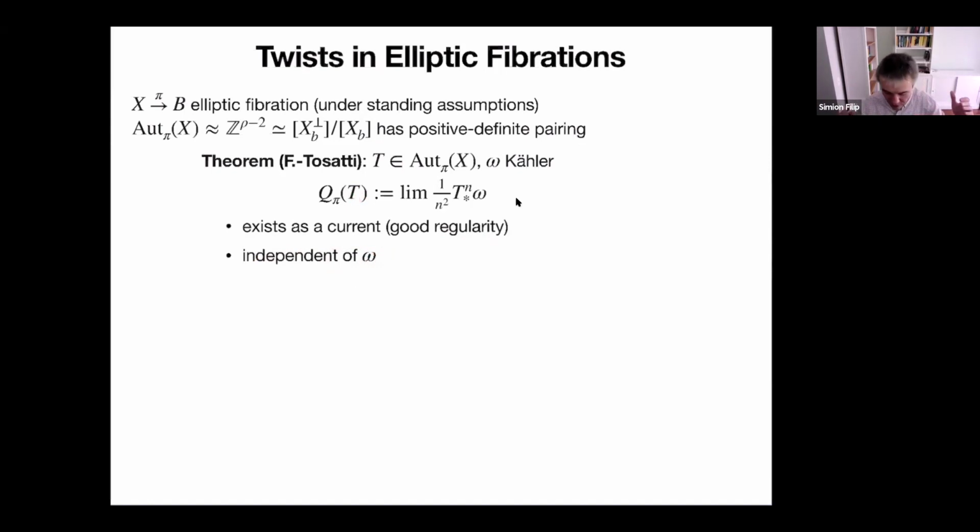So if you think of your surface, you have your twist automorphism, and if you twist many, many times, eventually you start converging to something that is independent of what you started with and only depends on your automorphism T.